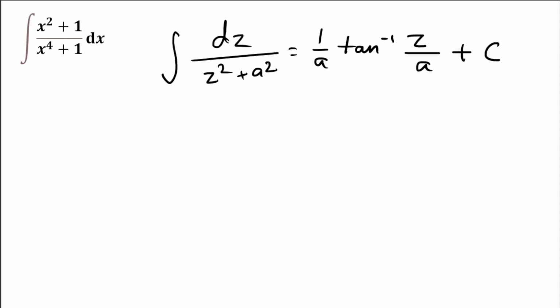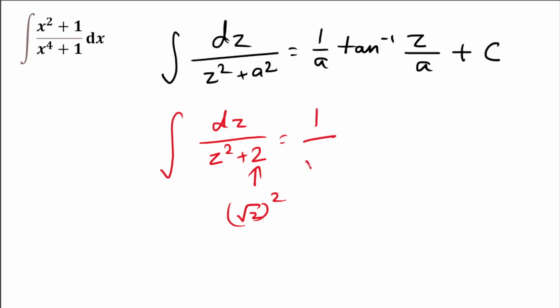You have to express this whole thing. Now what we have right now with us is dz by z square plus 2. So 2 is simply root 2 square. So we can express it in terms of this: 1 by root 2 tan inverse z by a, z by a is z by root 2, plus c.